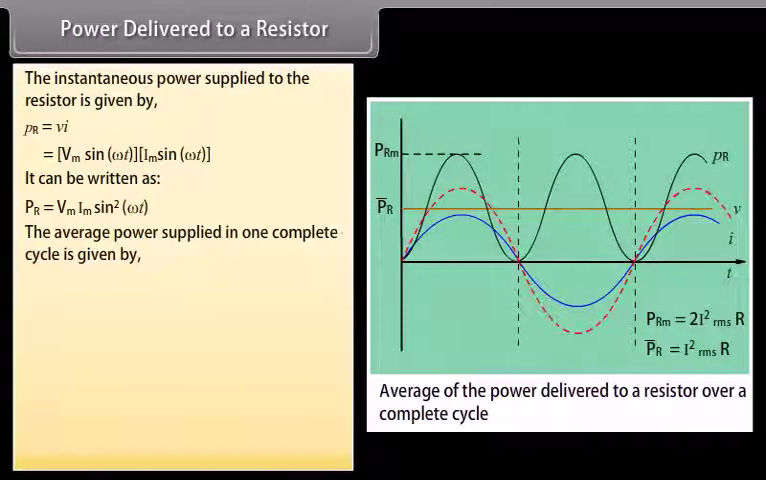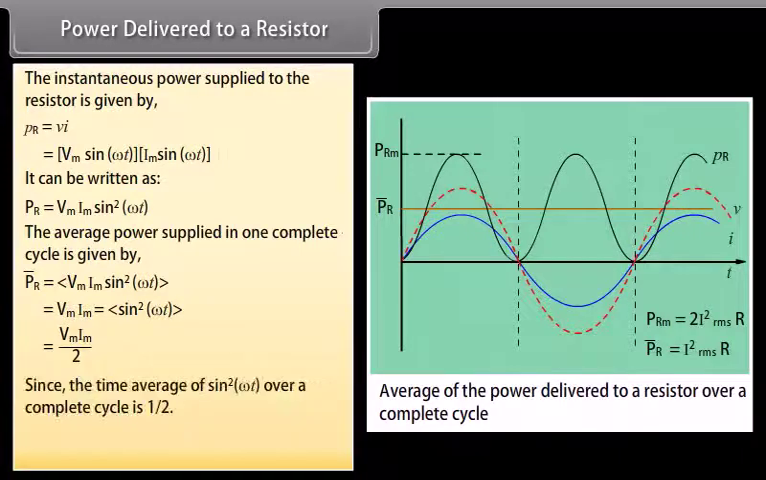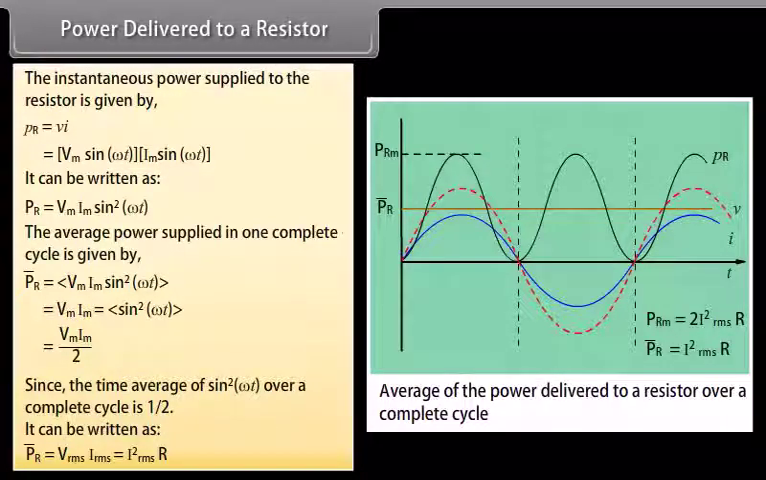The average power supplied in one complete cycle is given by PR is equal to Vm multiplied by Im divided by 2, since the time average of sine square omega t over a complete cycle is 1 by 2. It can be written as PR is equal to Vrms into IRMS, or PR is equal to IRMS square into R.